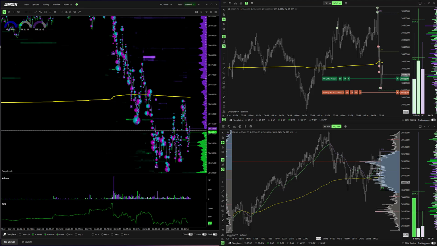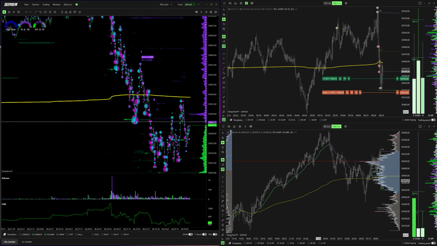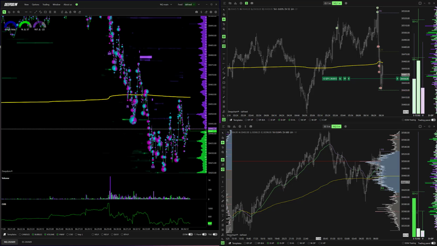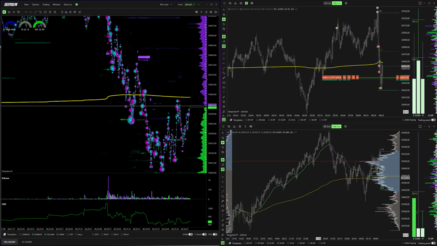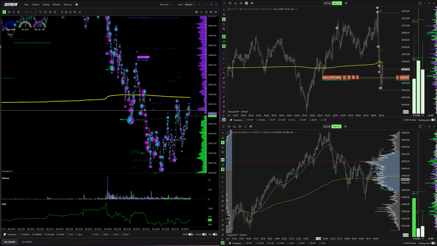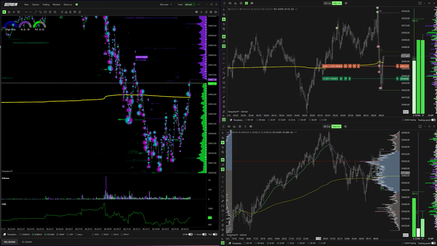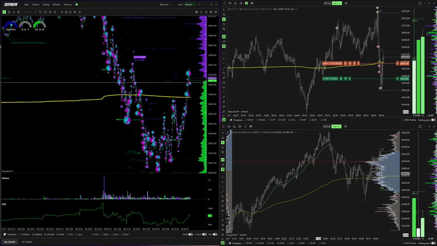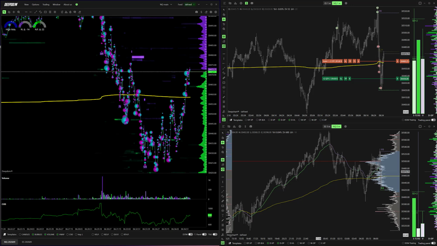This is where understanding effort versus results becomes powerful. If the sellers are truly in control, price should continue lower. When it doesn't happen, that information is very critical. I entered a long again and used the structure low as my risk point. The market responded almost immediately and began to rotate higher. As the trade developed, I trailed my stop and let the market do the work.